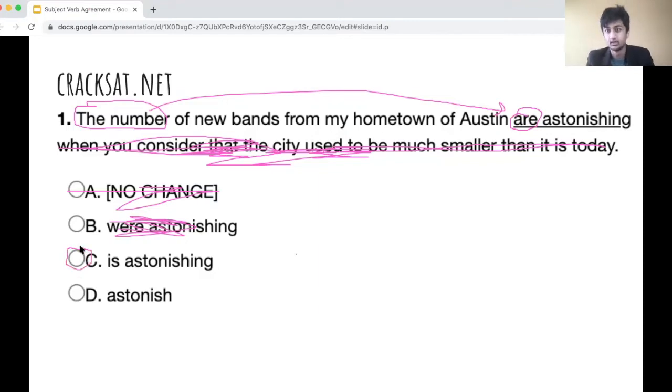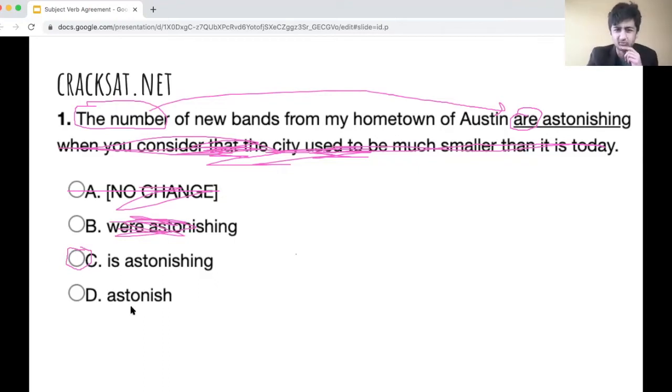Now D is very interesting because, let's read it. The number of new bands from my hometown of Austin astonish. Does that make sense? In a way, colloquially, that does make sense, right? When you sound it out loud, the number of things they astonish.